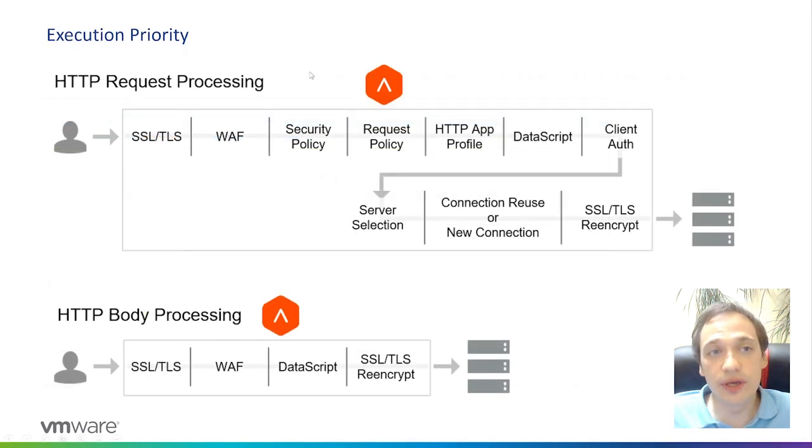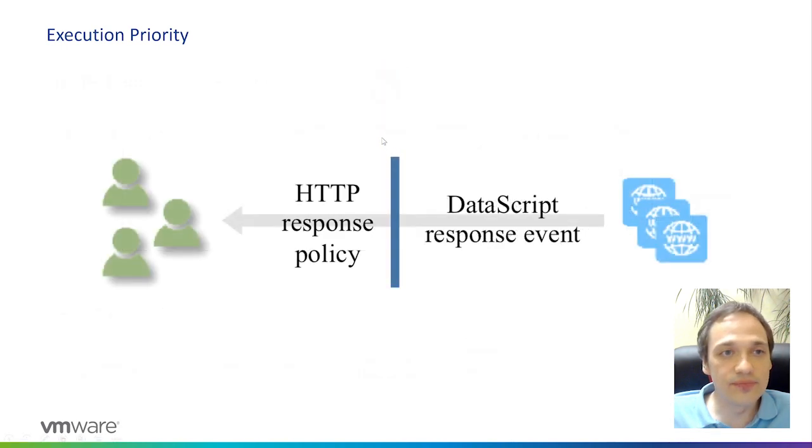It's important to note the execution priority. When a client issues a request, it goes through certain steps like SSL/TLS negotiation, WAF, and then the security policy and request policy, meaning the security policy will be processed before the request policy. So if the security policy drops the traffic, it will never go to the request policy. A similar thing goes for a response. When a backend pool responds back to the client, first it will process the data script and then it will process the response policy.